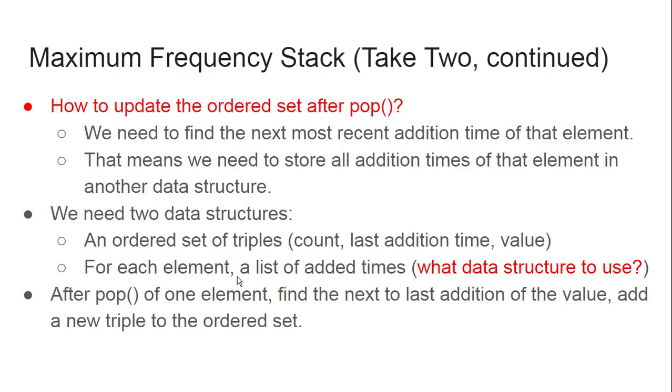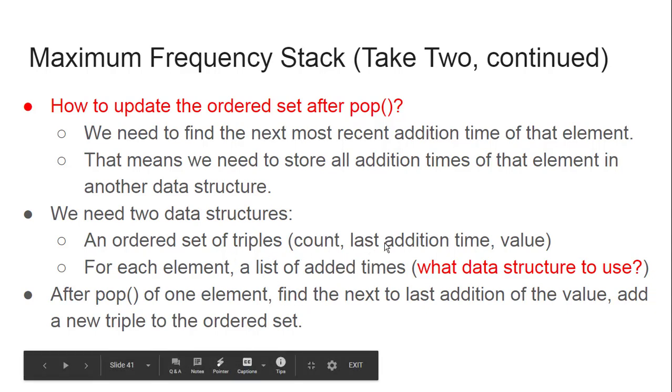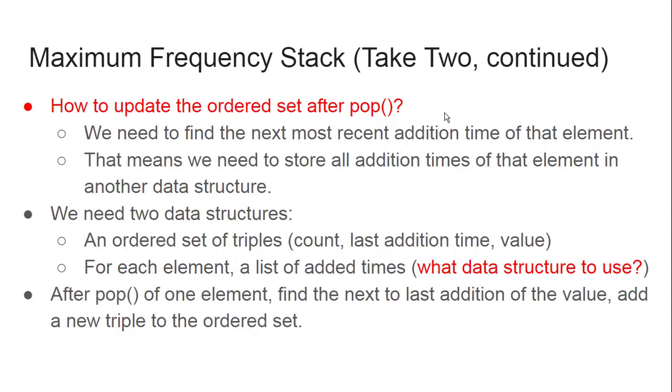I hope it's obvious that one way to do it is to use a map that maps each element to an array list, to a list of addition times. So after popping, from this array list we can find the last value, and then create a new triple for the element and add it to the ordered set. Essentially, popping will remove the last time and then use the previous one.